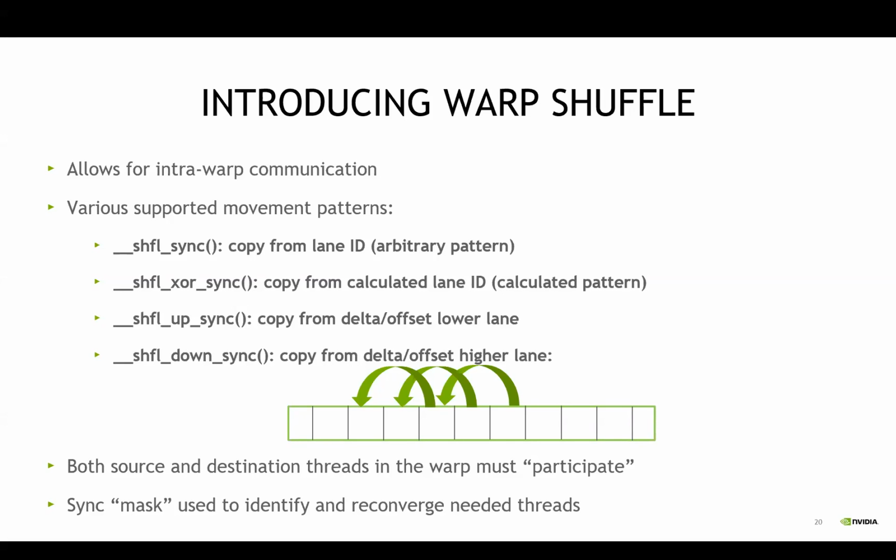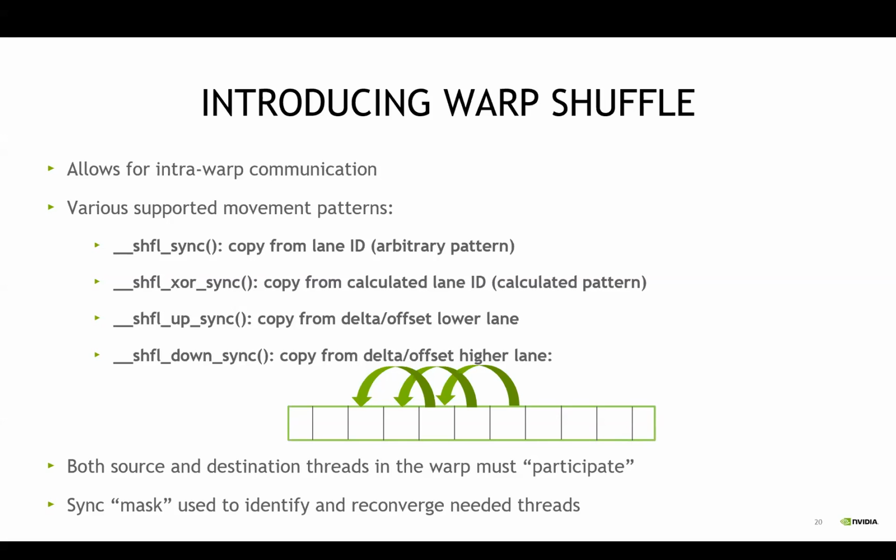So the most general one of these is shuffle sync, and shuffle sync allows each thread to specify the lane that it will copy from. Yes, each thread gets to select the lane ID that it will take its value from. There are other variants. Shuffle up and shuffle down are the next most obvious ones. With shuffle up and shuffle down, we specify a delta or an offset, and each thread applies that delta or offset to choose a thread that's either logically to the right or logically to the left of it in the warp. That's shuffle up sync and shuffle down sync.